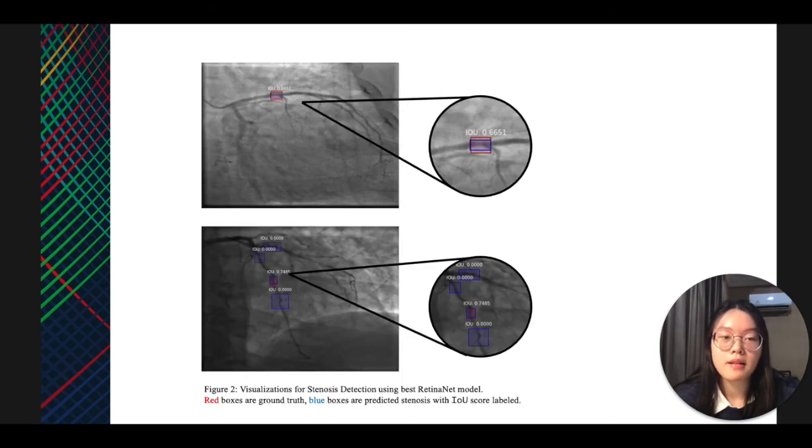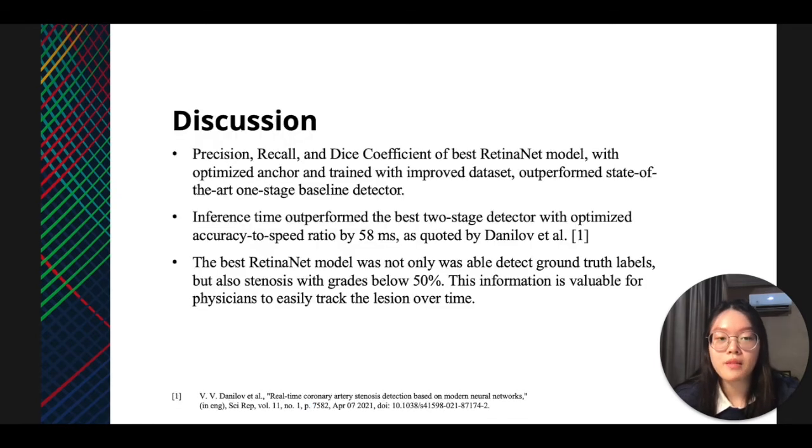In addition to that, Figure 2 highlights the visual results of inferences made by the best RetinaNet model. The red boxes illustrate the ground truth, while blue boxes are predicted stenosis. In summary, as mentioned, our precision, recall, and dice coefficient of the best RetinaNet model outperformed the state-of-the-art one-stage baseline detector. While our model's inference time did not surpass that baseline, it outperformed the best two-stage detector as quoted by Danilov et al. by 58 milliseconds.